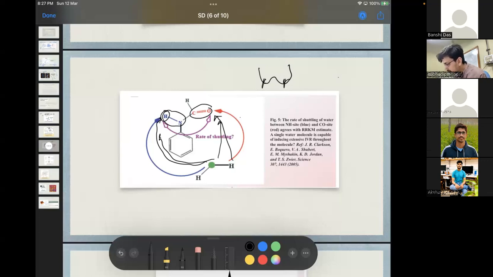Surprisingly, this shuttling rate actually matches our RRKM prediction. That means IVR is first: the vibrational energy is getting redistributed immediately. Whenever the water is here or there, it doesn't matter. In the water-molecule complex, the energy is getting redistributed immediately.